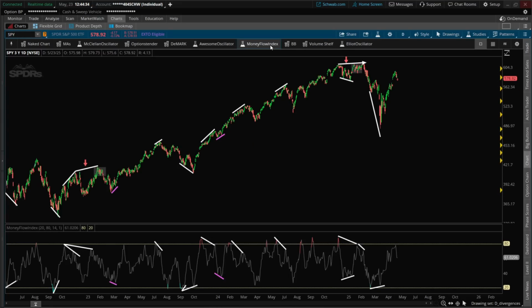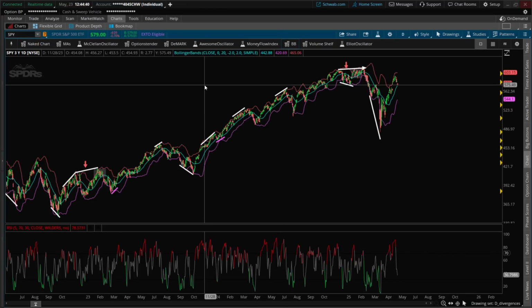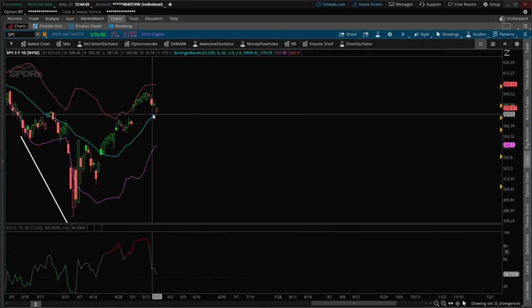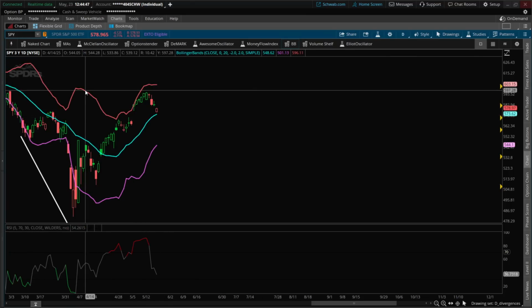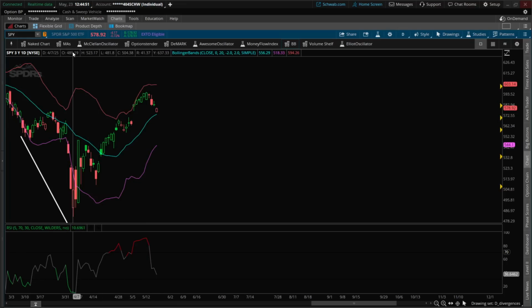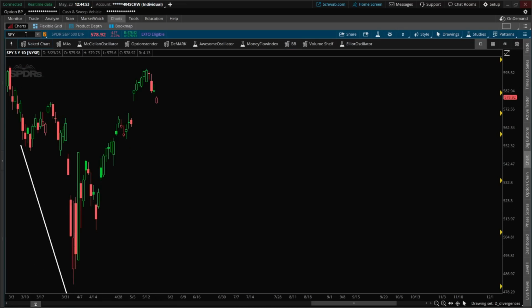All right, the money flow index, money's flowing out. Nothing really to monitor there. Bollinger Band, we already had our sell signal. We're getting to the mid band there, so maybe that's why we're getting our little bounce. That's the 20 moving average, and I suspect we'll hit the bottom of this band sooner than later.